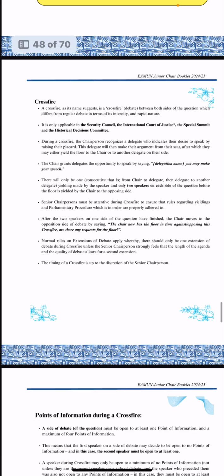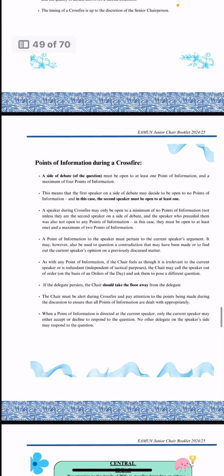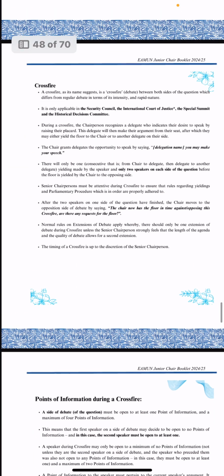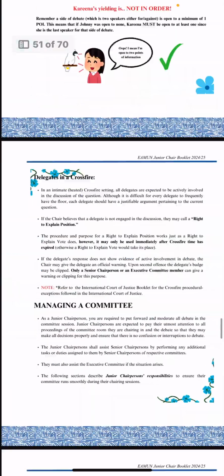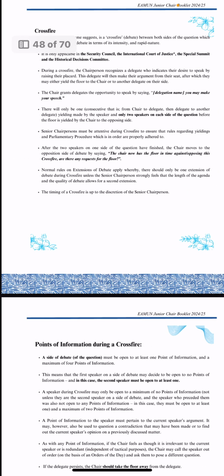Crossfire, this is the tip that I gave in the class, the recorded class that I didn't record. You can't read all this on the last minute, but you see these bold points, try and get to know what they are, okay? Headings, I can't stress this enough. Crossfire is the main heading. Under it, point of information during a crossfire. Under it, delegates in a crossfire. Please get to know the headings of everything, okay?